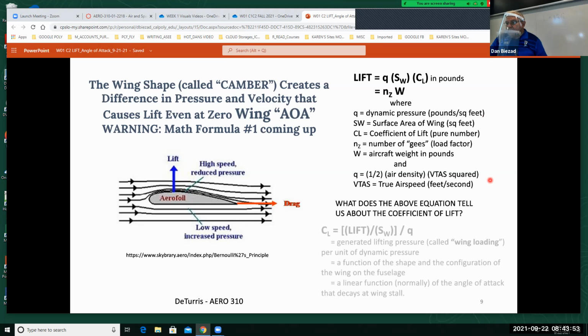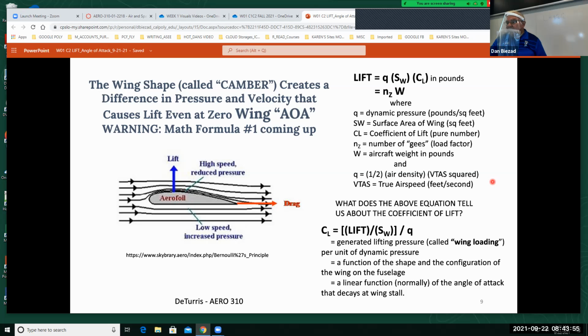So what we're going to do now is start playing with this equation to give it a physical insight of what's going on. The first thing I'm going to do is solve for what's called the coefficient of lift. So let's look at that. What I did is I pulled the area over to the left-hand side. That's not hard. Then I pulled Q over to the left-hand side. I just solved for C sub L, and I put it in this form.